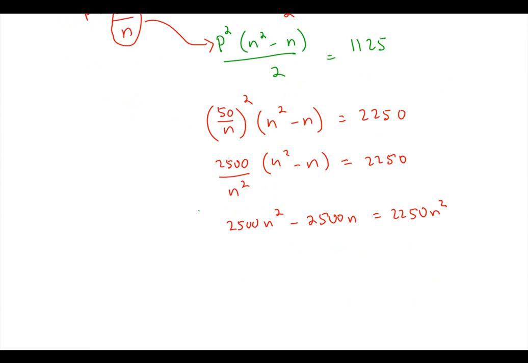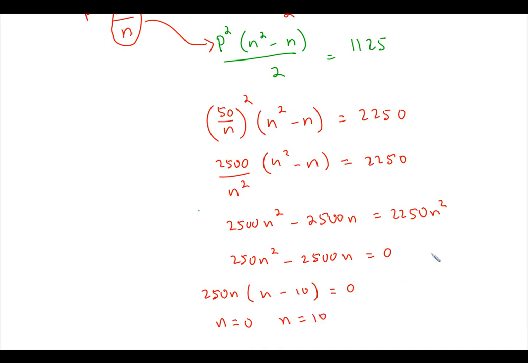So let's set it equal to 0. So I'll subtract this from this side. I'll get 250 n squared minus 2,500 n is equal to 0. Take out the GCF, which is 250 n. Leaves me with n minus 10 is equal to 0. So n is going to equal 0, n is going to equal 10.